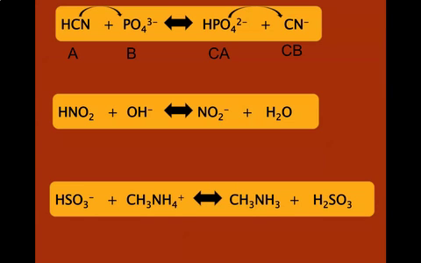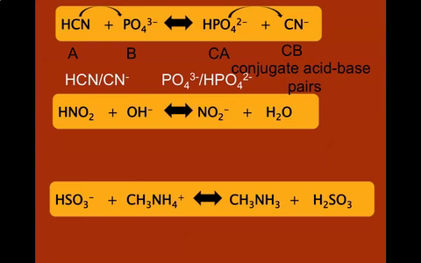So we have something called a conjugate acid-base pair. If we look at HCN, and then CN minus, and then we have PO4, and it goes with HPO4, these are called conjugate acid-base pairs, because on one side of the equation they're the acid, and on the other side they're the base.